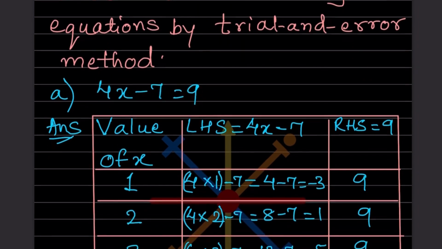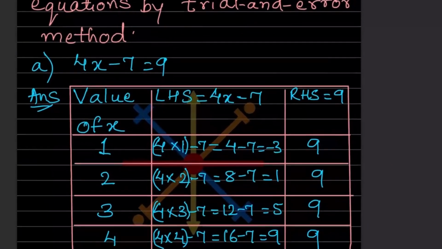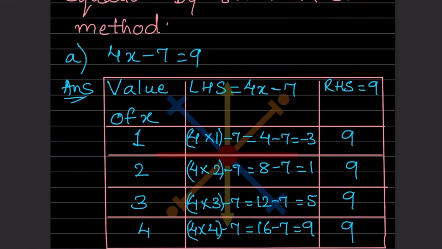They have told us to do the trial and error method. So I just put a table over here. Now look at the table carefully. Now I put here the value of x, okay? And this is your LHS and this is your RHS. So in place of LHS, what is this? 4x minus 7. I wrote here 4x minus 7. And RHS means this is 9. So RHS is 9. Okay, so I hope this first part is clear to you.